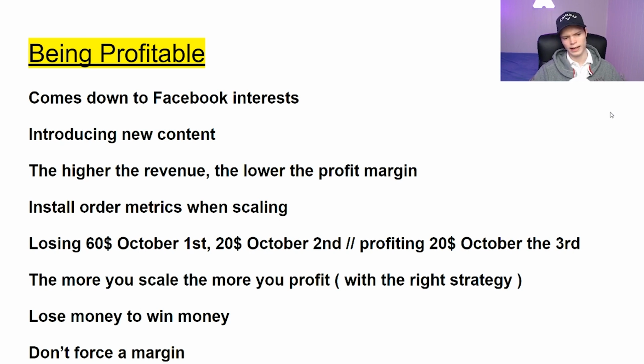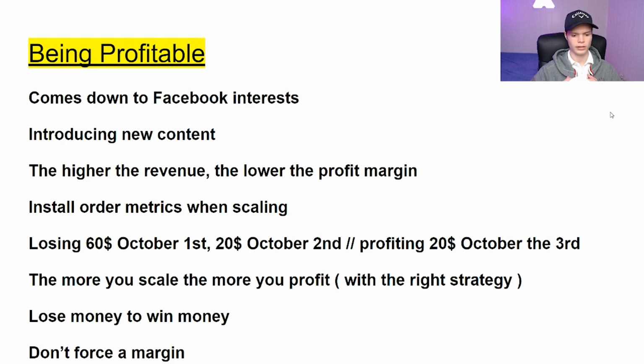Another quick fact here: the higher the revenue, the lower the profit margin usually is. If you see someone making 5 million a month with dropshipping, though, not with a brand, because that's not dropshipping, but with dropshipping, if they make 1 million a month, the margin is usually just like 8 to 10%. It can be higher too, but I'm just saying, the higher the revenue, usually the lower the profit margin. Install Order Metrics when scaling. Order Metrics is a super cool app that shows your net profit. It calculates everything. If you need more insight on Order Metrics, you can Google it.